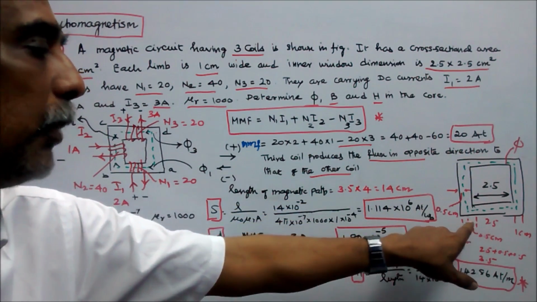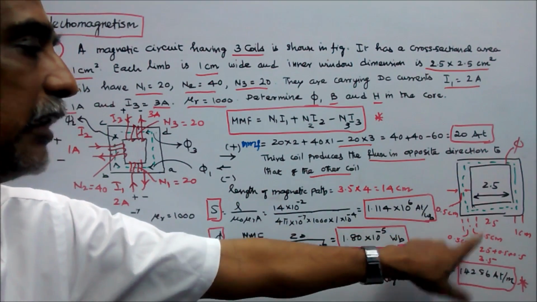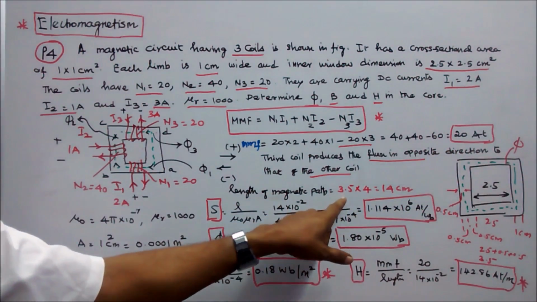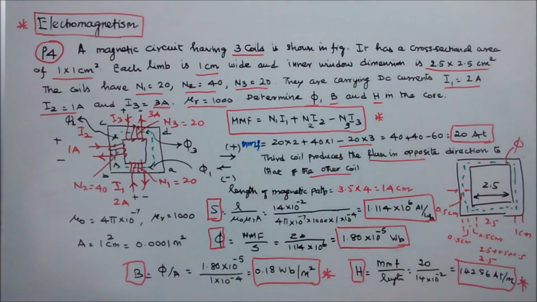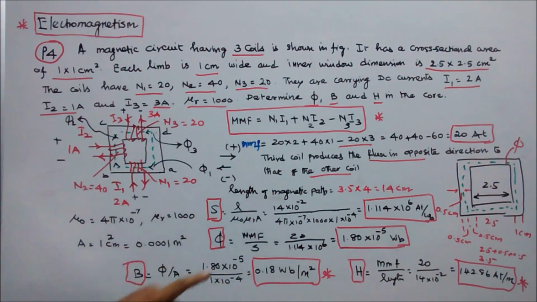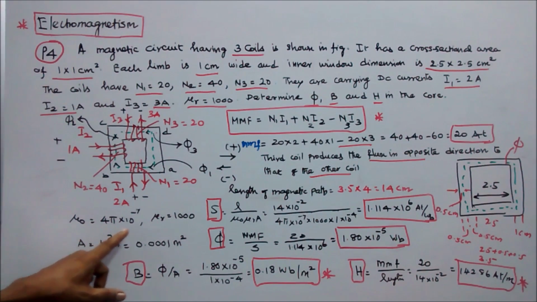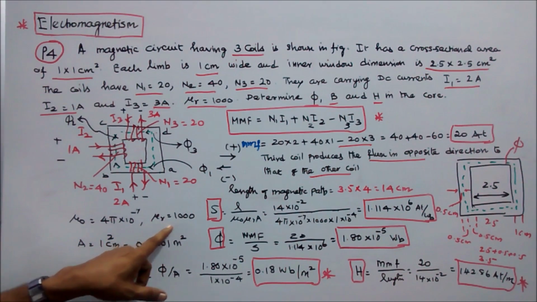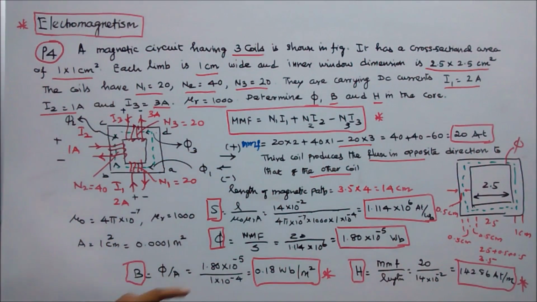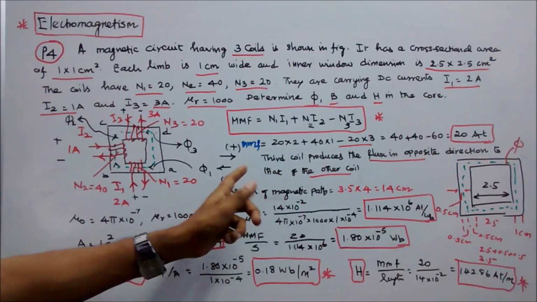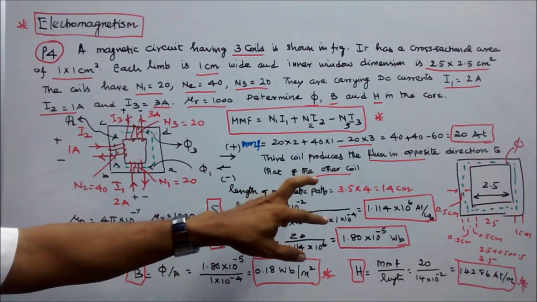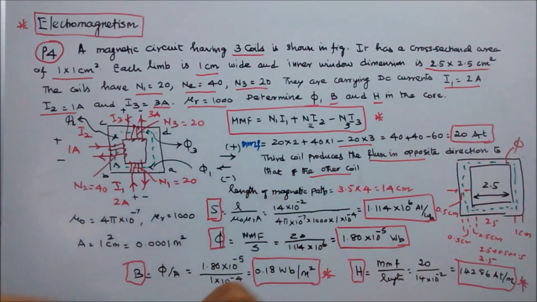Therefore 2.5 plus 0.5 plus 0.5, that is equal to 3.5. This length is 3.5. 3.5 into 4, that is equal to 14 centimeter. Reluctance S is equal to L by mu naught into mu r into A. Mu naught is equal to 4 pi into 10 power minus 7. Mu r is equal to 1000. L is equal to 14 into 10 power minus 2. A is equal to 1 into 10 power minus 4. Reluctance S is equal to 1.114 into 10 power 6 ampere turns per Weber.